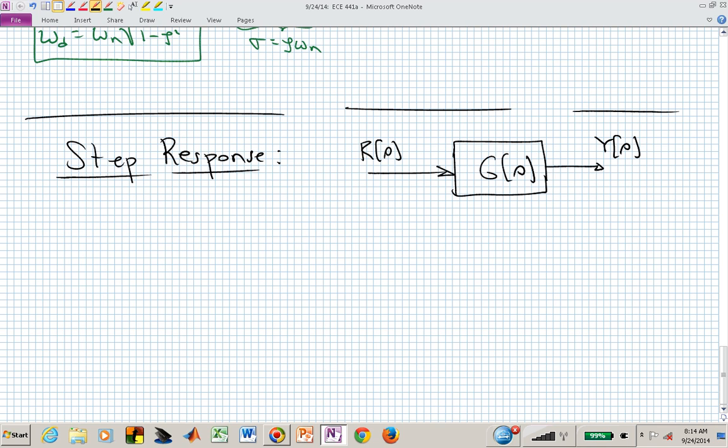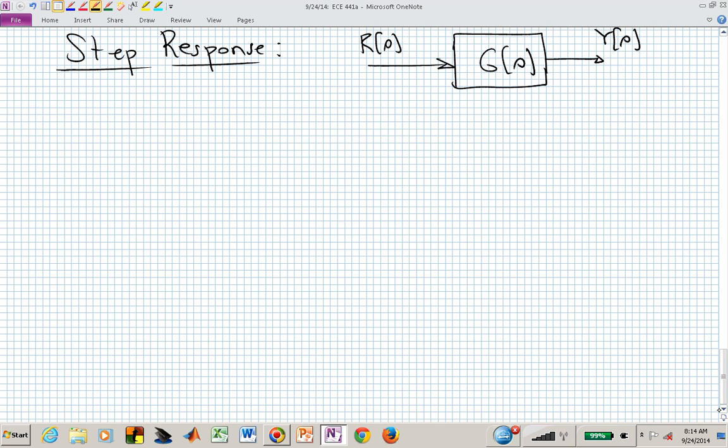I'll just have it separated into pieces and parts, but you now need to be conceptualizing this as a whole. All of this stuff is interconnected and interrelated. You can find a system, G of S, and then you can start analyzing what's going on with that system. For our purposes, let's let the input just be a constant of amplitude A.